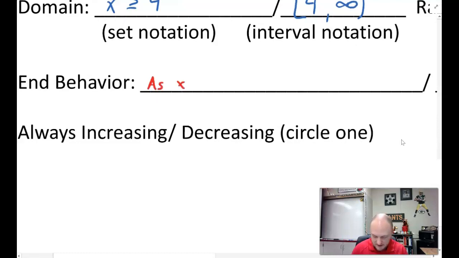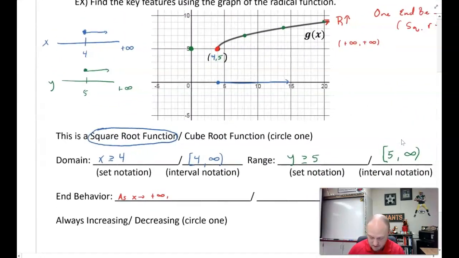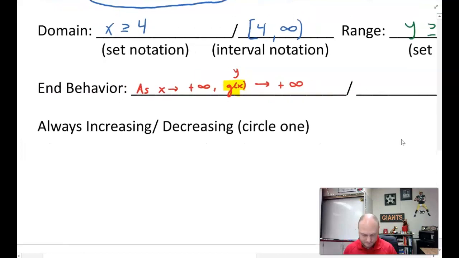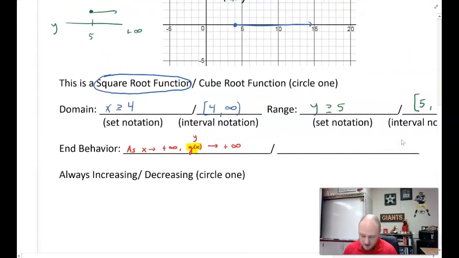And we can go ahead and fill in our end behavior here. So as x goes to positive infinity, our function, I want to make sure I call this function by its name, g of x, is going to positive infinity. And again, if you substitute out g of x, at least for my class, or for my student, if you call it y, that is accurate as well. Check with your teacher.